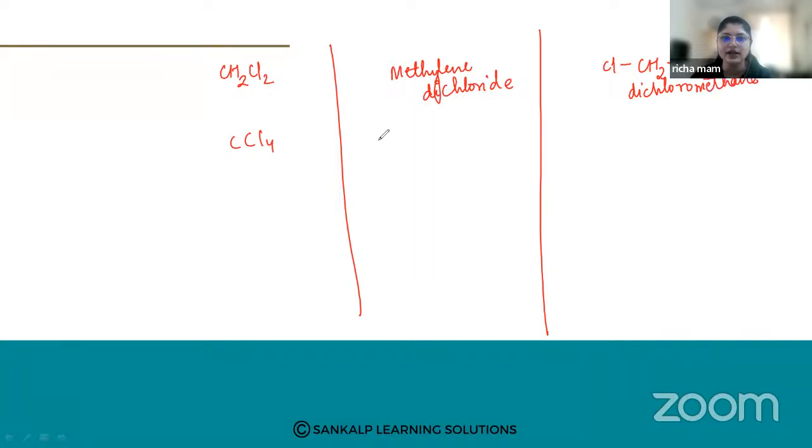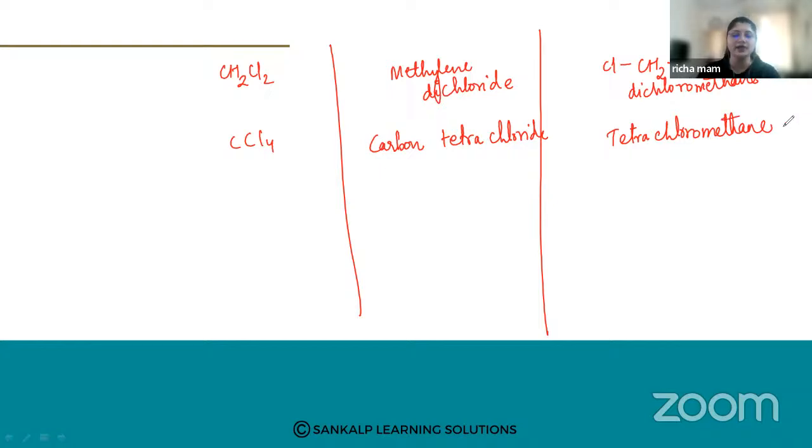So this is carbon tetra, 4 chlorides, right? So it is carbon tetrachloride. Then what is the IUPAC name? First will be your prefix tetra, chloro, and then methane. Okay, so these are the IUPAC and common name.